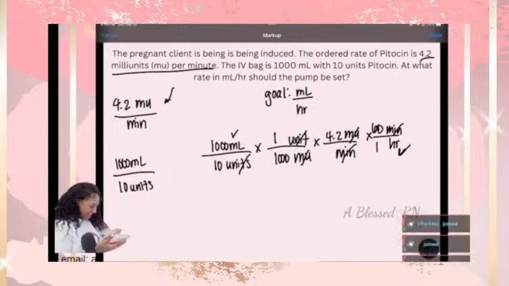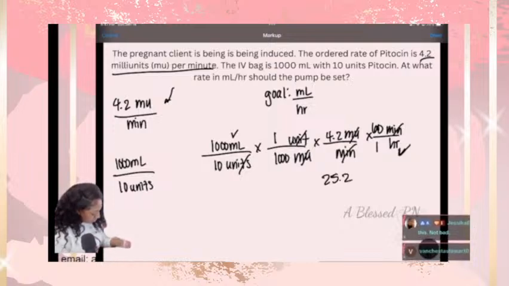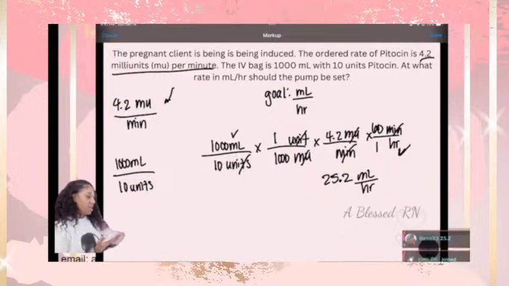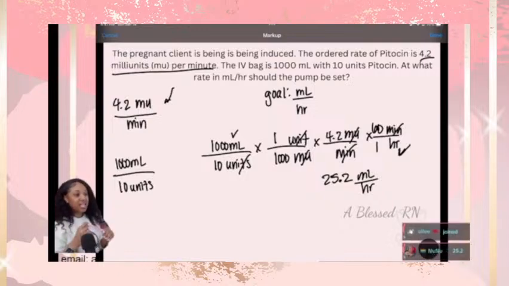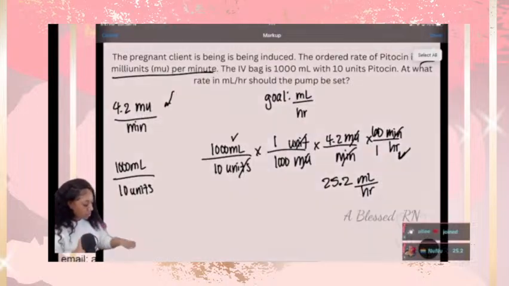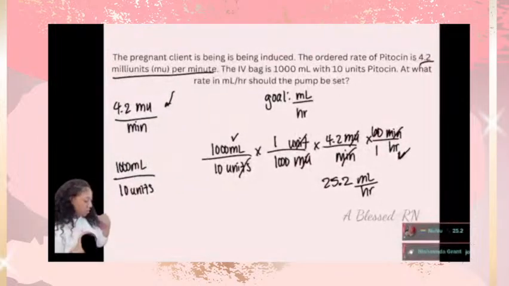Yeah, it's not bad. So 1,000 times 1 times 4.2 times 60, divided by 10, divided by 1,000 and 1, and that's going to be 25.2 milliliters per hour. And if you rounded it to the whole number, it would be 25. So whatever your test tells you in the directions to round to, that's what you do to get all of your points, because you just did this problem.